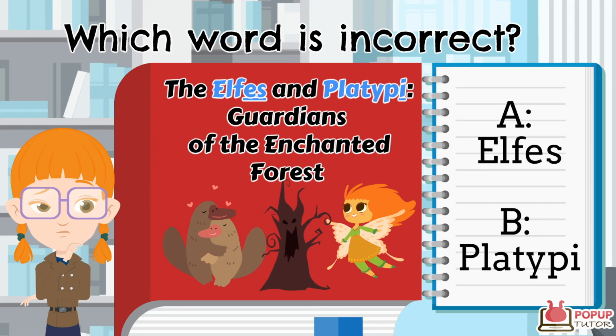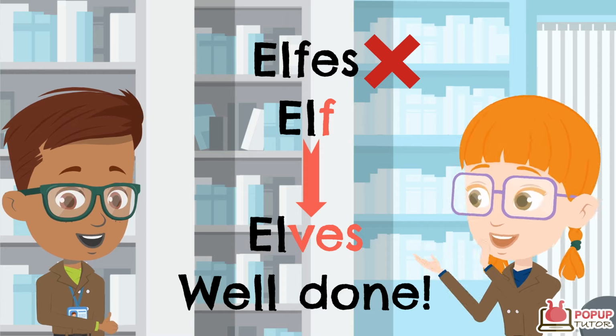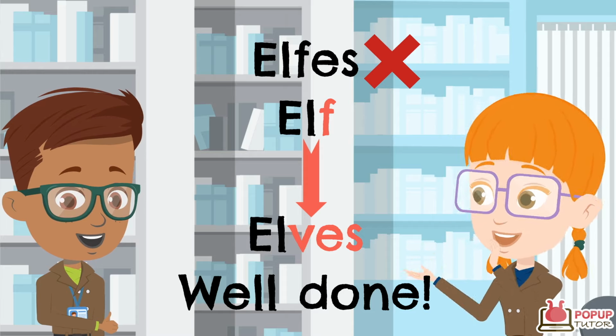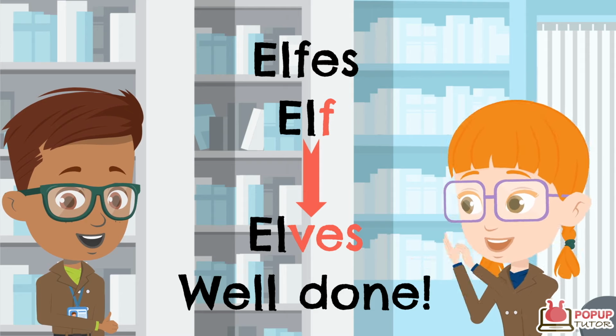Another book to check over. The Elves and Platypi, Guardians of the Enchanted Forest. Which plural noun is spelled incorrectly? Word A, elves, or word B, platypi? Word A, elves. It should be elves. Keep this up, we're nearly done now.